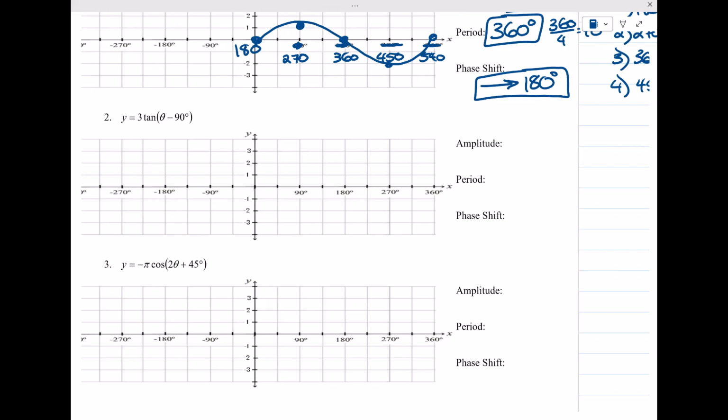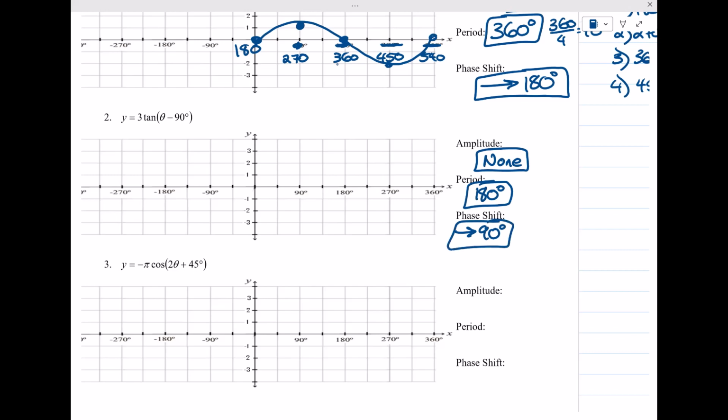All right, with tangent, the amplitude, even though it says 3, we're saying none. Don't tell me there's an amplitude if it's tangent, there's none. The period of tangent is normally 180. There's nothing in front, so it stays 180. And the phase shift is going to be to the right 90 degrees.